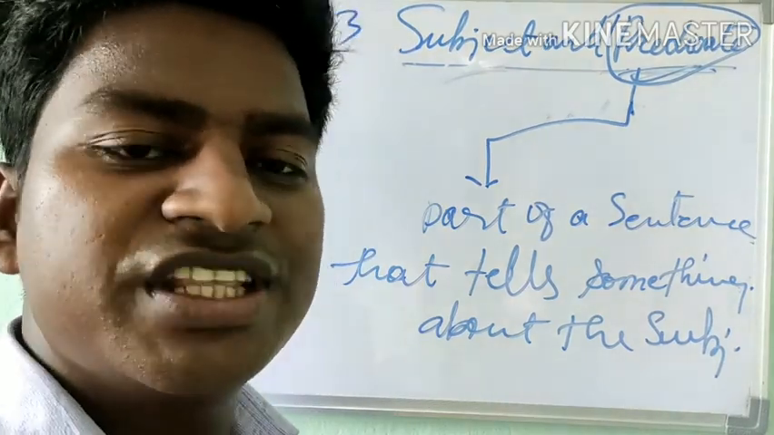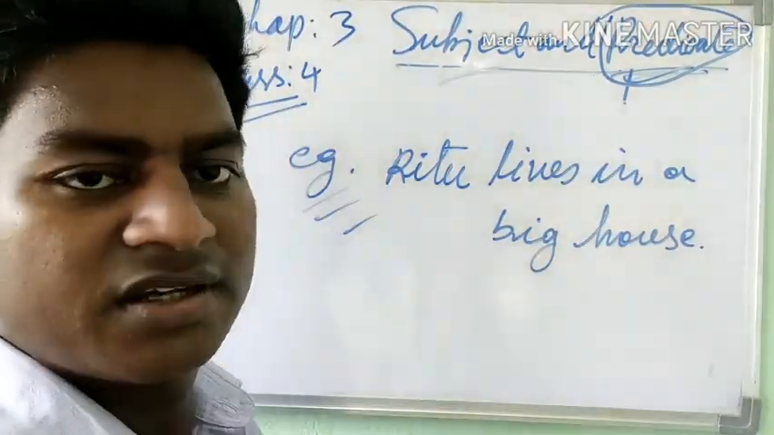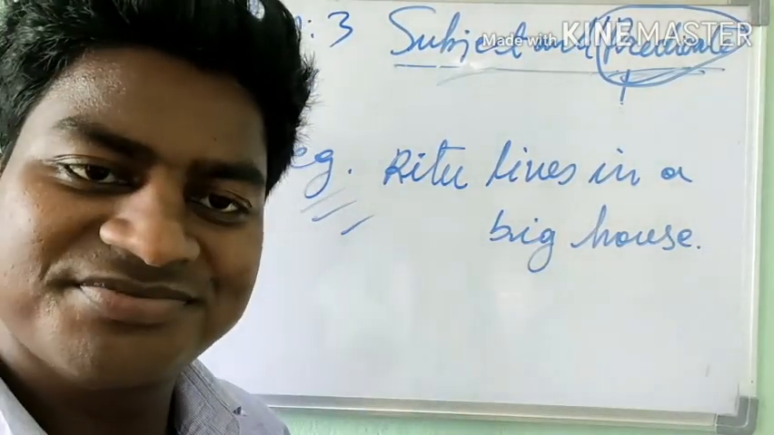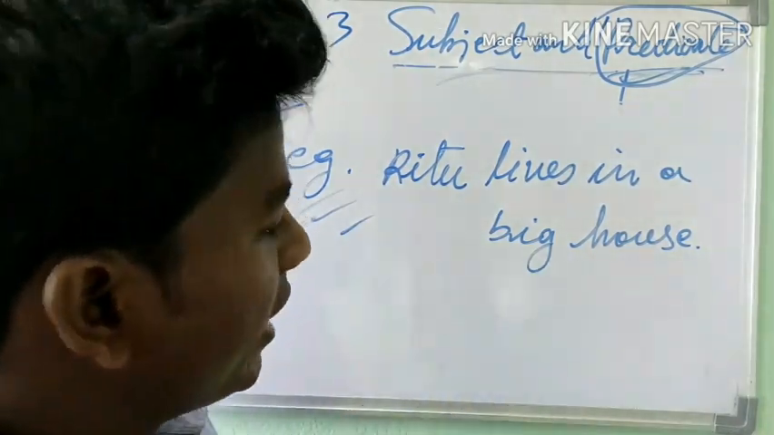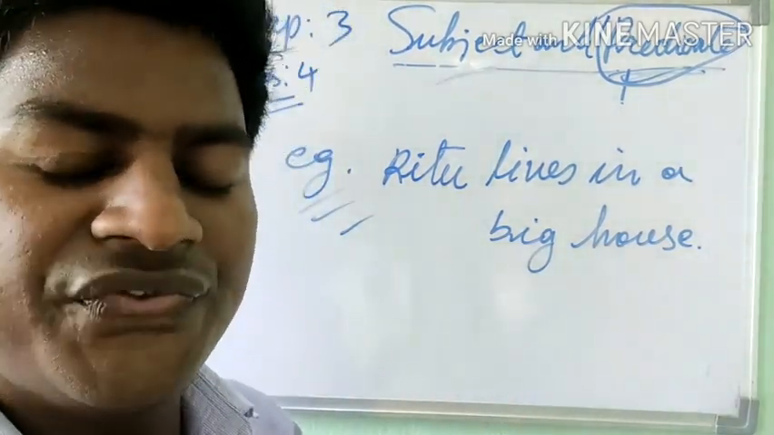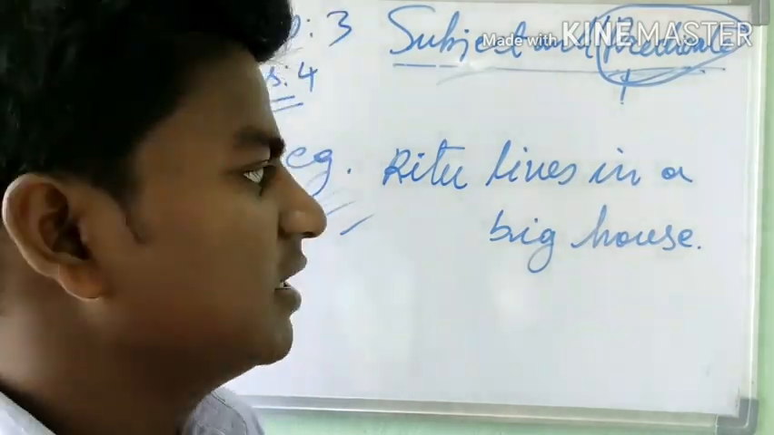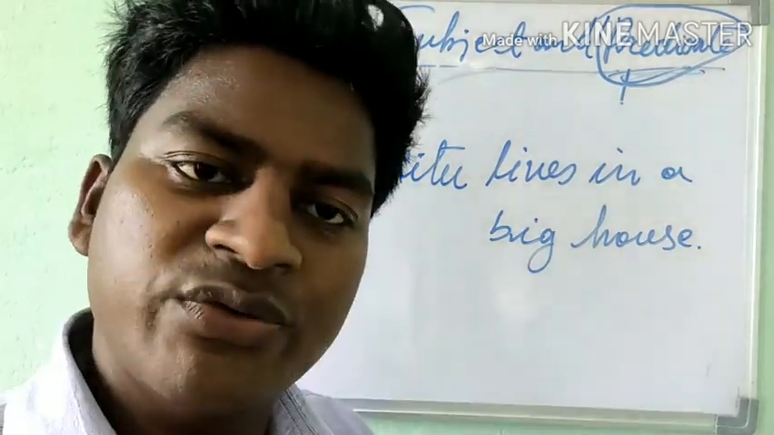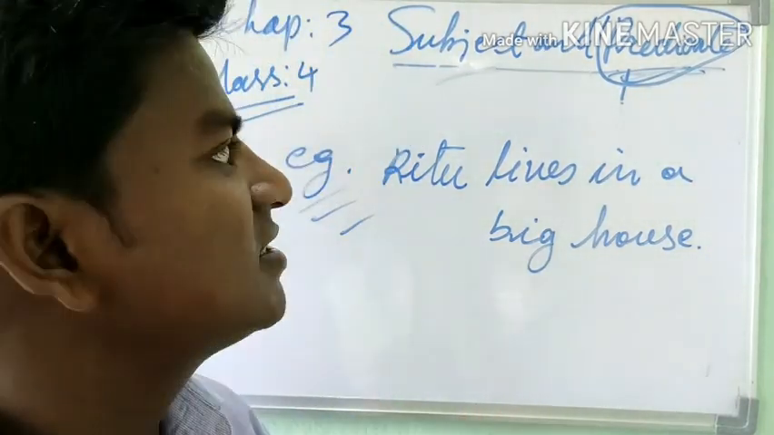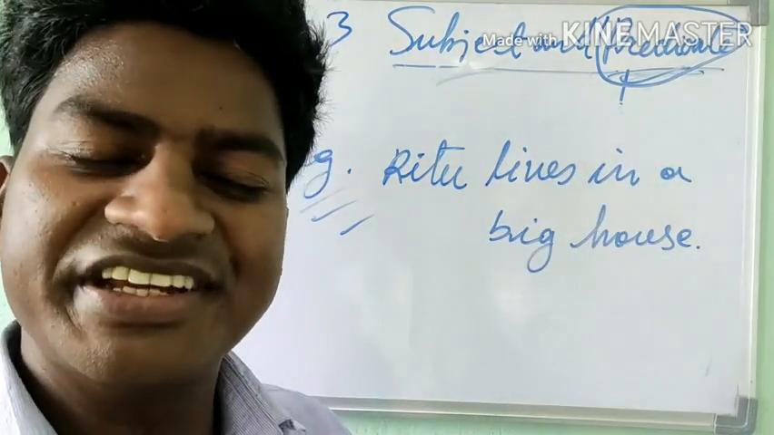Now let's look at this example. There is a sentence, Ritu lives in a big house. In this sentence, we have to find subject and predicate, or this sentence we have to divide into two parts, and that is subject and predicate.